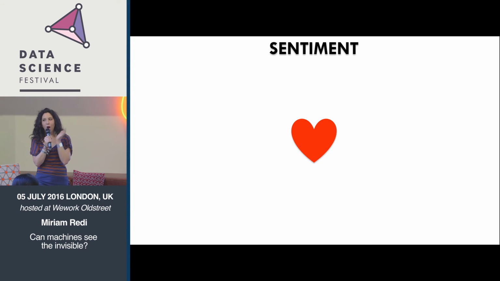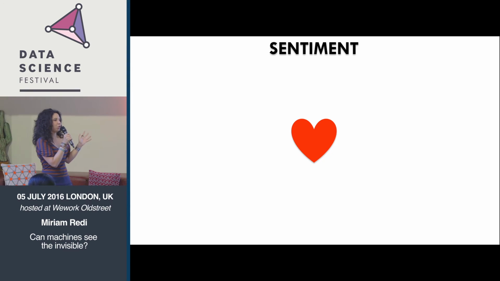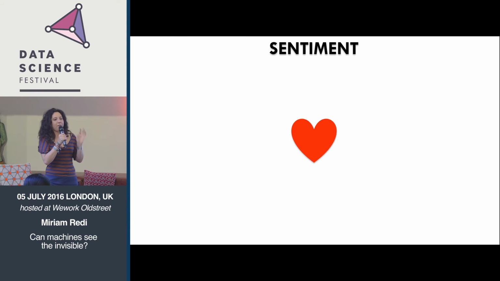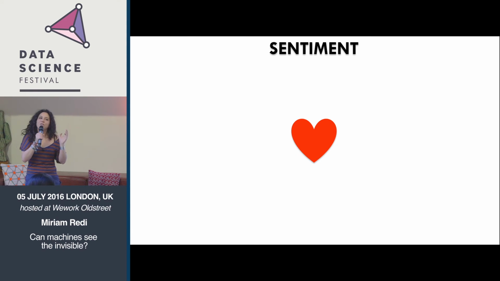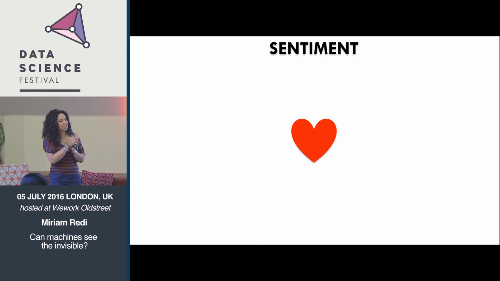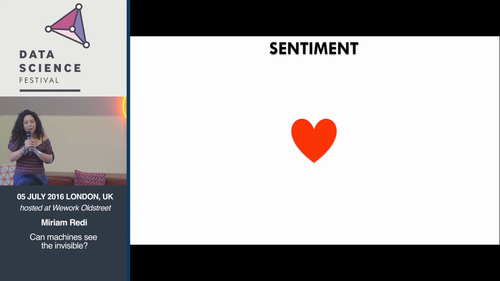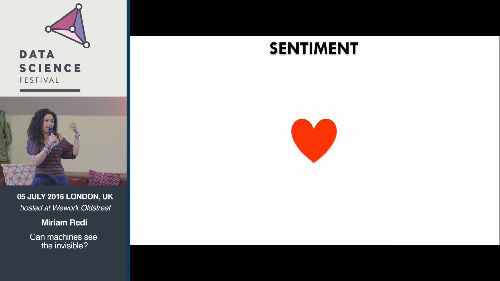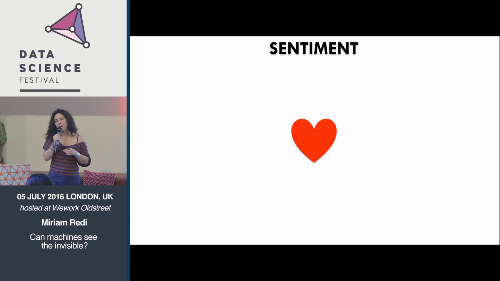Think about love. If I was asking you to put love into pictures, then probably each of you would assign different visual concepts to this emotion. And this is because emotion perception is very subjective, and it very much depends on our day, our context, our cultural background, etc.